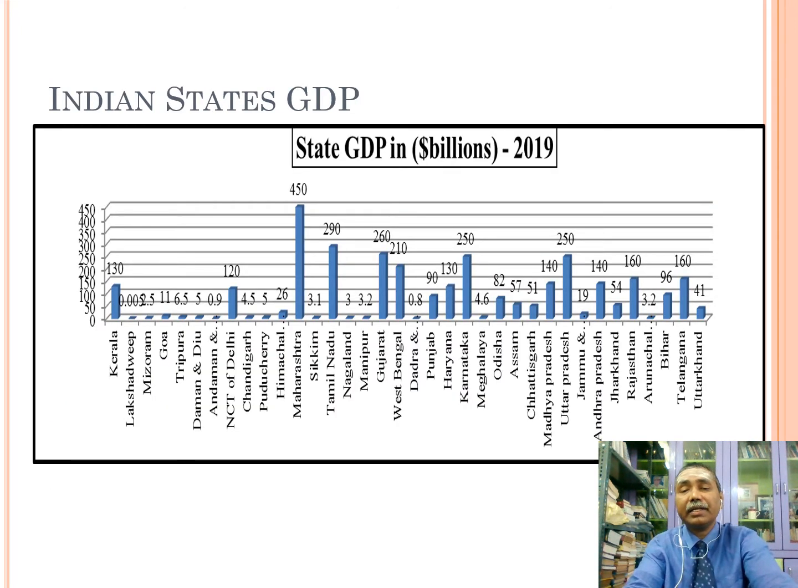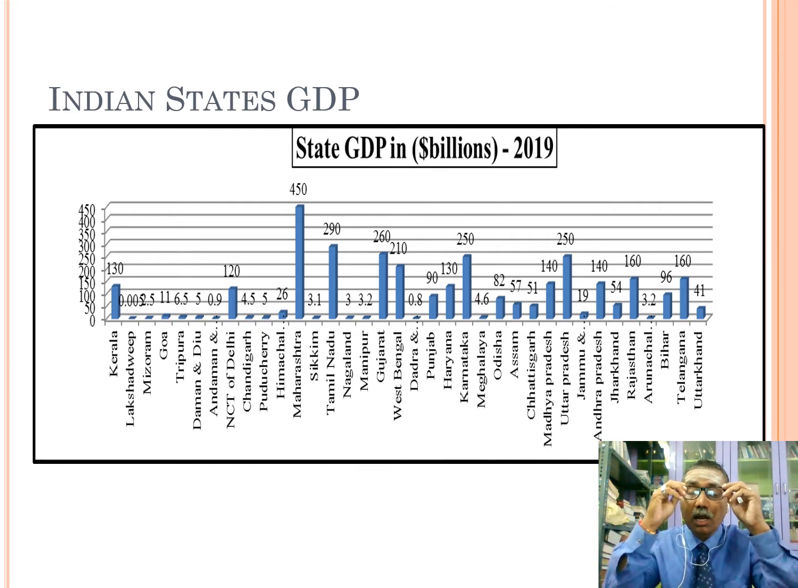This is the Indian GDP scenario. If you observe keenly, Maharashtra has a $450 billion GDP. Second is Tamil Nadu, $290 billion. Third is Gujarat, $260 billion. Fourth and fifth, Karnataka and Uttar Pradesh, $250 billion each.